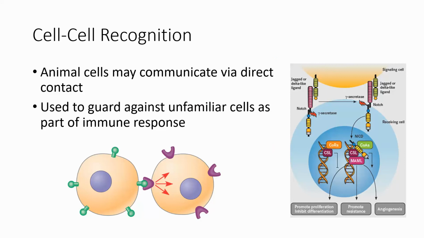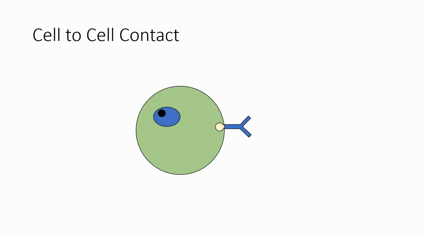Cells can also have basically cell-to-cell surface recognition. So there are proteins on the surface of the cell. They interact, and then that sends a message. This is really common. Our biggest example is going to be the immune system. So let's look at an example.